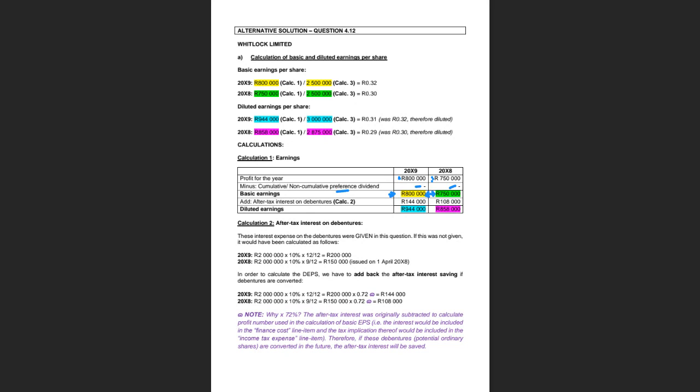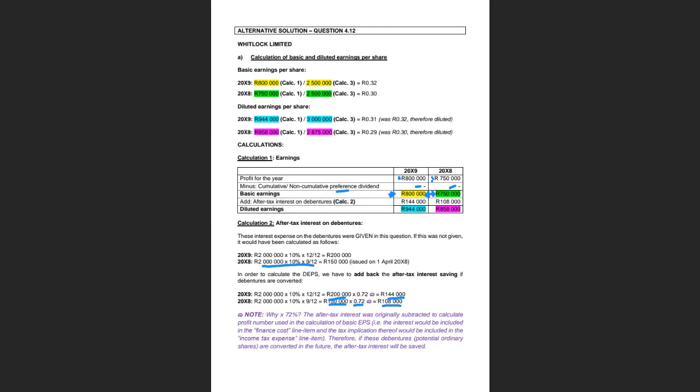Now, in your question, they show you what the calculation would have looked like if they hadn't given you these amounts. Well, we're not going to look at that because we did receive it in the question. So in the solution, it has a calculation to explain why those amounts were used. And then we multiply it by 72. Why 72? Because the tax rate is 28. So if we take out the tax of 28%, we're left with 72%. And the 200,000 then becomes 144,000. And the 150,000 then becomes 108,000.